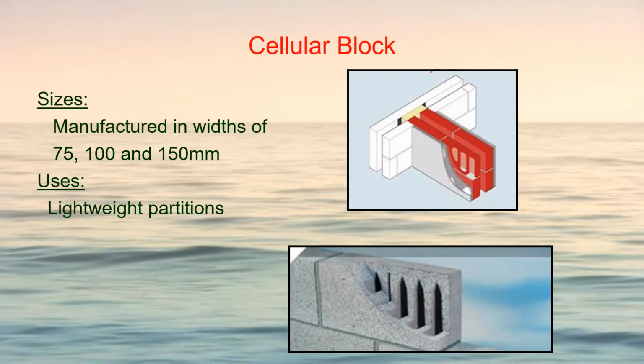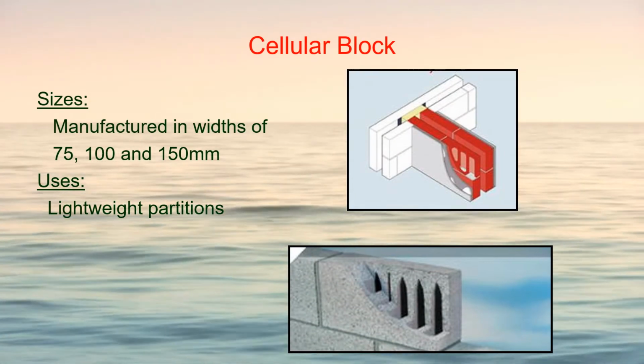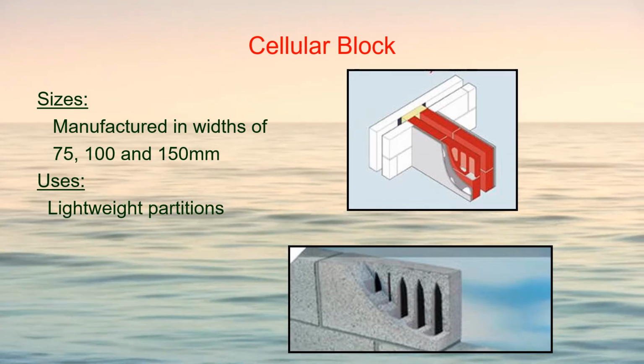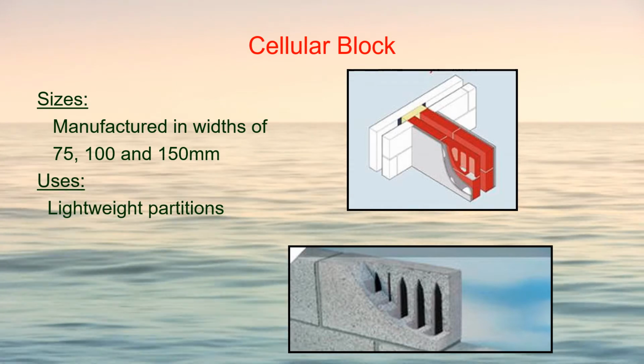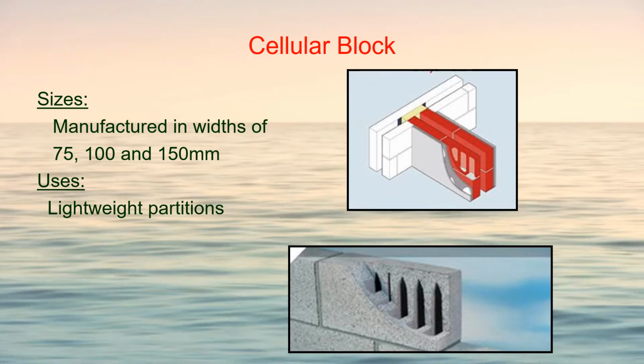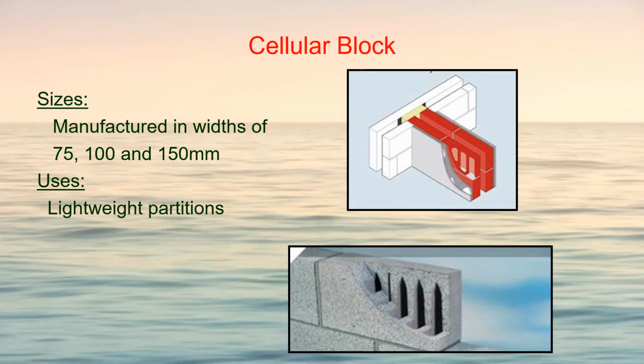This is an example of cellular block. The size can vary in width, ranging from 75 mm, 100 mm, and 150 mm. Normally used as lightweight partition but not limited to.